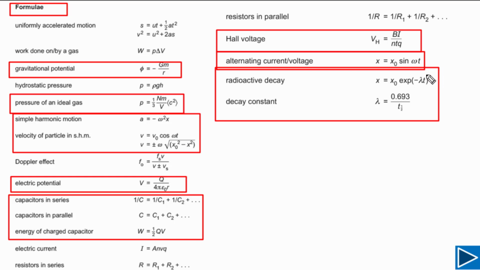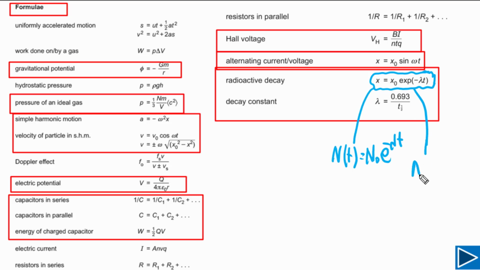So let me highlight this formula. It's a very important one. Let me explain this one a little bit. Here, for example, the x you can replace with N, the number of nuclei. So this you can write down: N will be equal to N naught times e to the power of negative lambda t. X you can also replace with activity. So we can also say activity at any given time will be equal to initial activity times e to the power of negative lambda t. So you can replace x with N, or you can replace x with A.